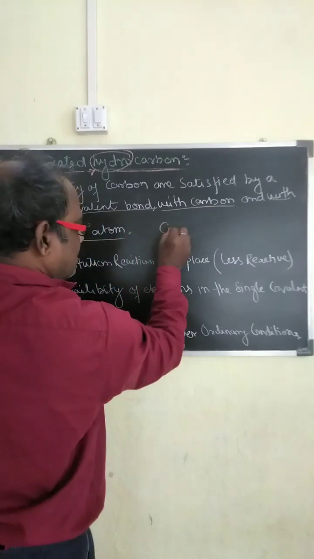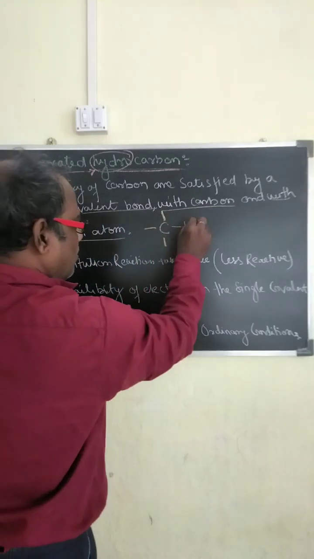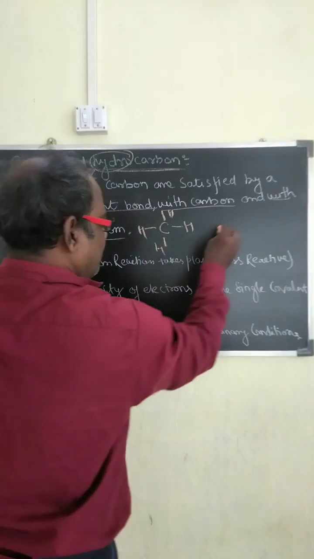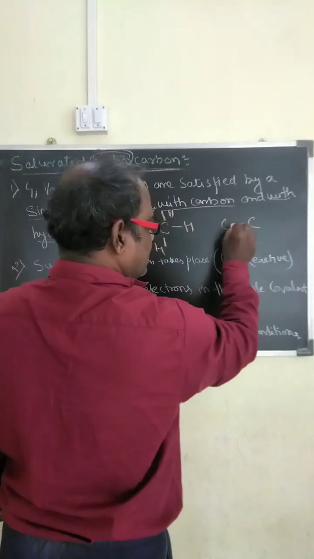atom. Let us take methane. So it has a single bond with hydrogen. And if you take ethane, here also there is a single bond with carbon.